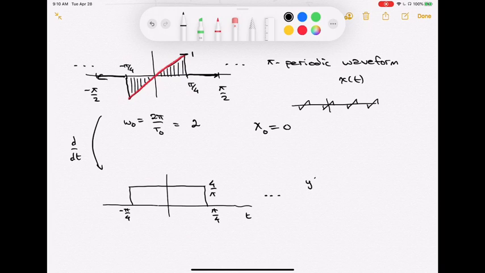So we're letting y of t equal the derivative of x of t. And we know that this is nice because if you differentiate in the time domain, when we go to the transform domain, y_k is equal to j k omega naught x_k. So if I can find the y_k's, I can get the x_k's really easy, except for a DC, which we know is 0 in this case.